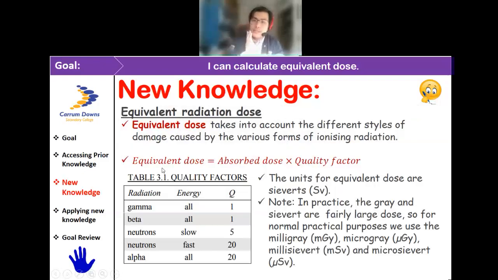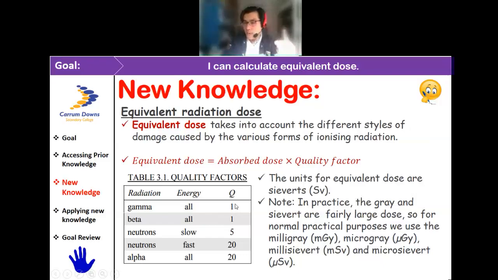Now, we also learned that different types of radiation cause different amounts of damage to the body. So we then need to do another calculation, which is called the equivalent dose. The equivalent dose takes into account the different styles of damage caused by the different radiations. So you can see the table there. Gamma, the Q there, that's the quality factor.